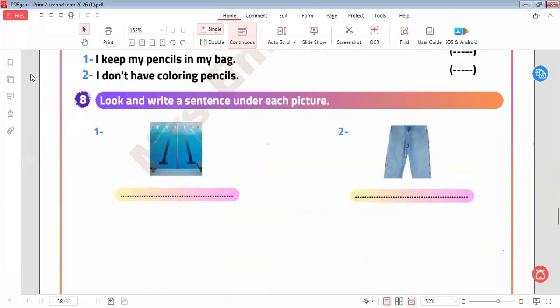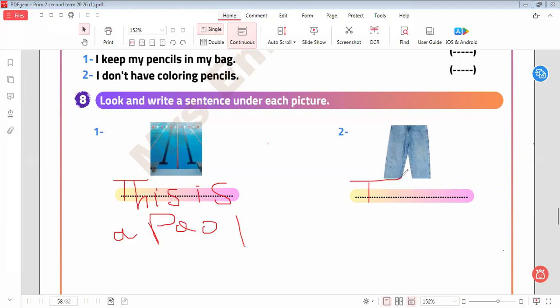So here to be: this is a ball. This is a ball, and these are pens. These are pants. Okay, I use are because pants is more than one, two pairs. So I put here these are because we have s here. Okay, let's go to another one.